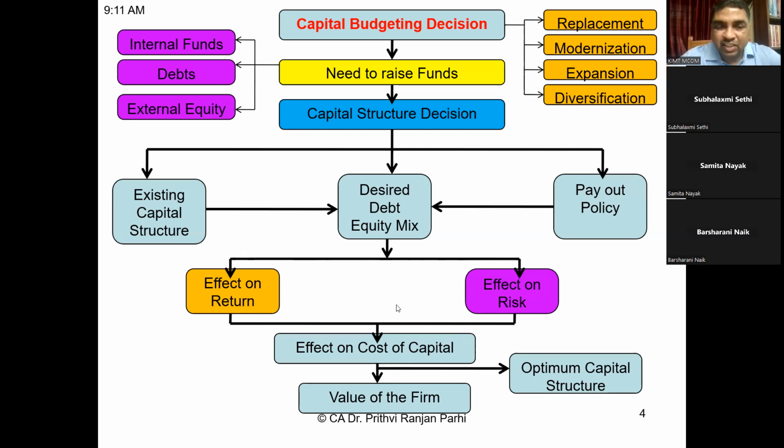Okay, and when I'm changing the capital structure, it will be affecting my overall cost of capital. Overall cost of capital will be affecting the value of the firm. So somewhere we have to decide what is the optimal capital structure or best possible capital structure. Did you understand up to this? Are you getting me?